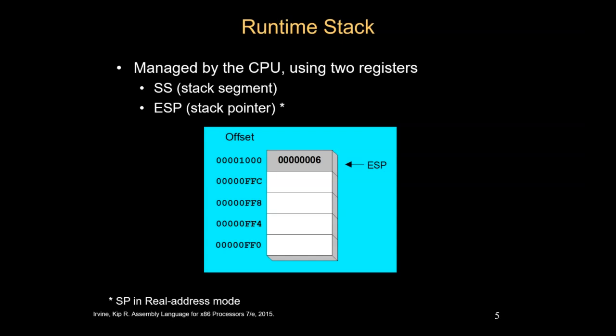Or maybe the value that was pushed on the stack. So to demonstrate this, let's begin with this example on this figure. The ESP contains a hexadecimal offset of 0001000. So the offset of the most recently pushed value, which is 006, which is 6 decimal or 6 hexadecimal. So you can see from this diagram.